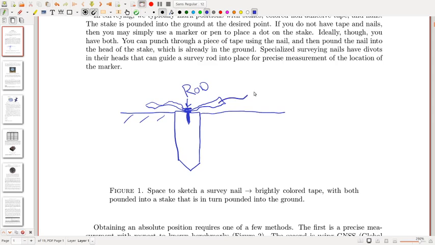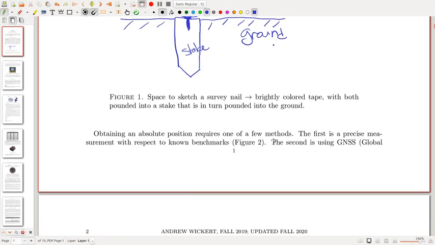So that's the rod, this is the flagging. Here's the stake. And then this is, of course, just the ground. All right. So if you're trying to think about obtaining absolute positioning, you need one of a few methods.